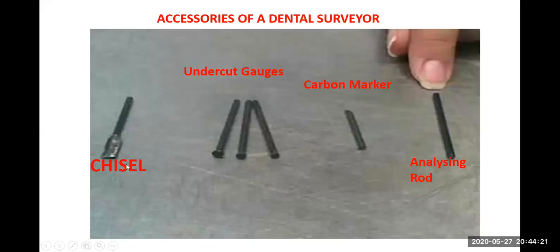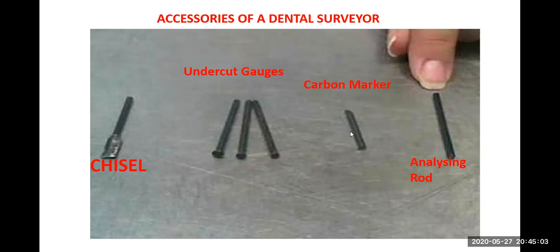I call this chisel. You see, it has a flat head and a sharp end. Then these are the undercut gauges, I mentioned them before. This is the carbon marker. Carbon marker, I mentioned before, helps you to mark the survey line. The analyzing rod, once you place this analyzing rod against the most bulbous aspect of a tooth in relation to the occlusal plane, you'll be able to get the undercut area and the non-undercut area. Then the carbon marker will help you to mark it.